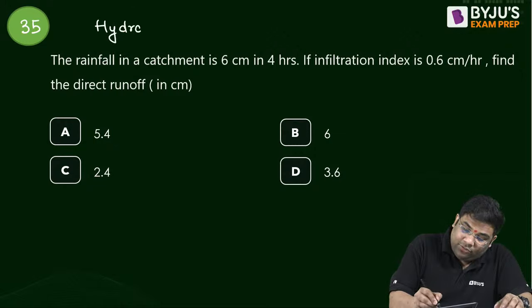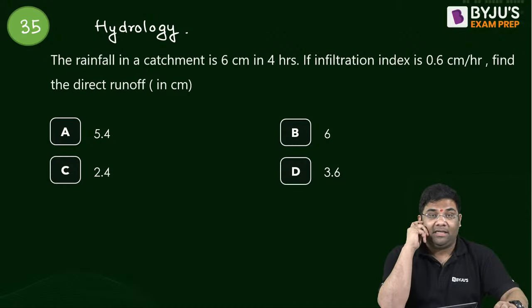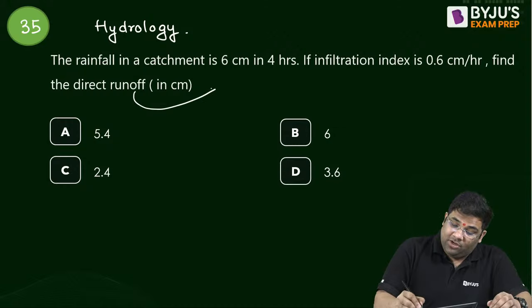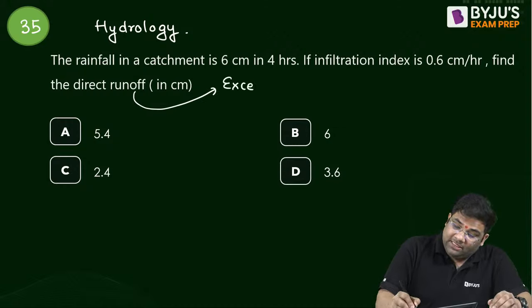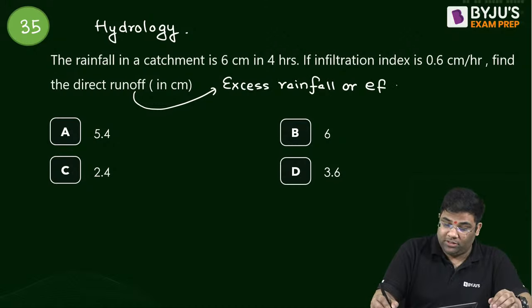35. Fatapat, hydrology. Please answer this question, hydrology. Straightforward question. The rainfall in a catchment is this. For 4 hours, the infiltration index is given. The direct runoff. This direct runoff is also called as what? The excess rainfall or the effective rainfall. All these three terms are the same, right? So answer this question.